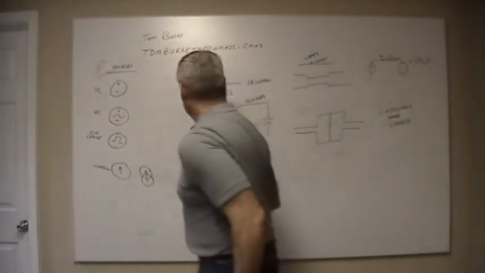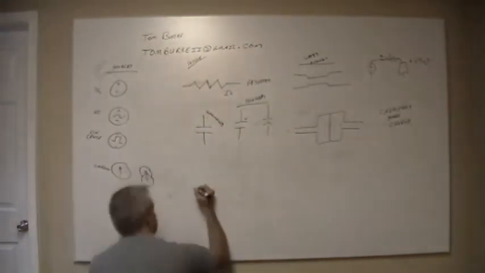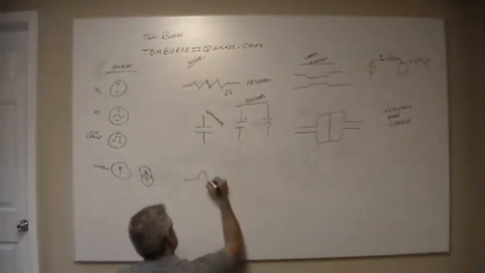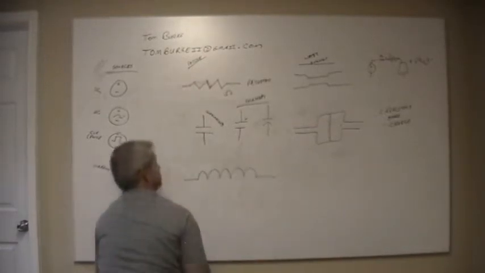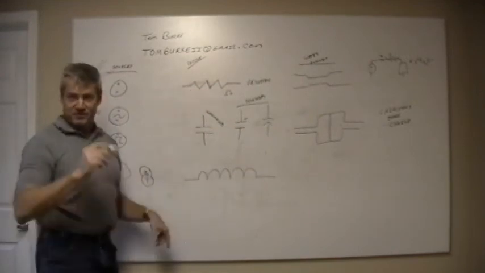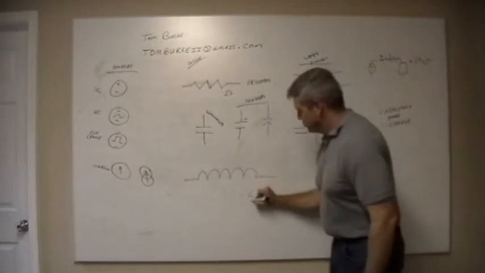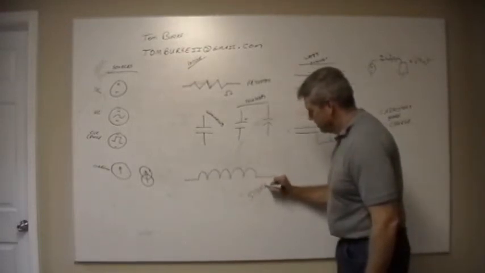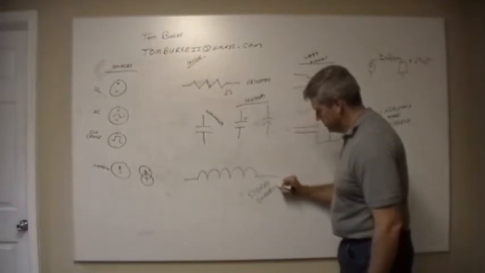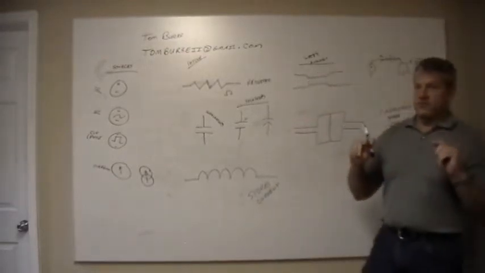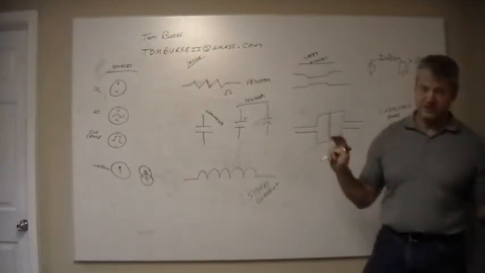Okay. The last one is an inductor, and this is why I got to be clean with my resistors. An inductor looks like this. You can see how you can get it mixed up if you're dirty. An inductor stores current. I'm going to lie and say there's no such thing as a good inductor.